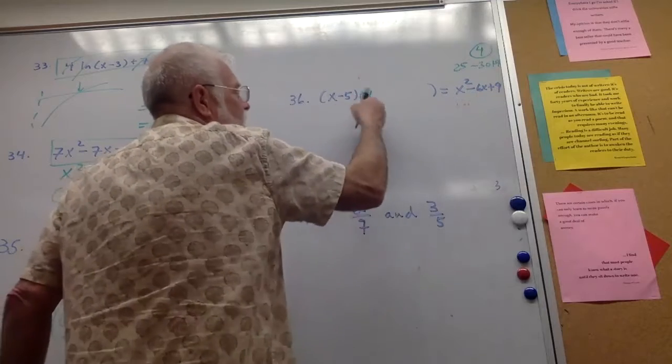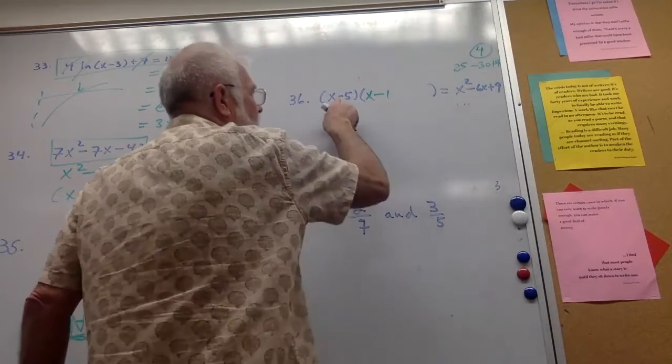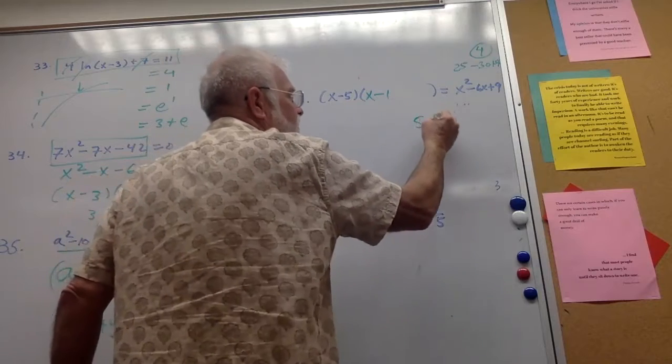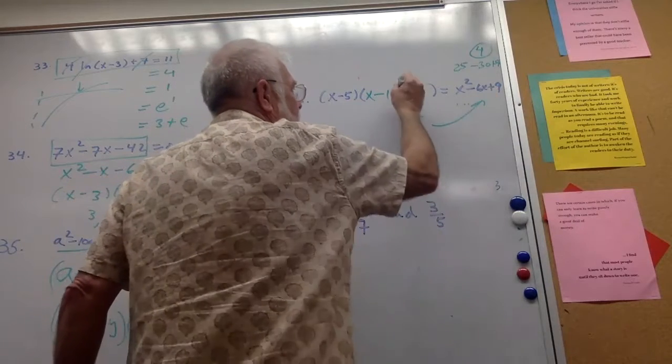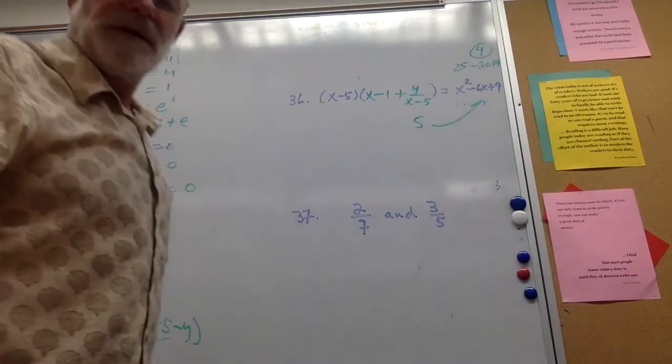So x times x gets me the first term. Minus 5x to get to minus 6, I have to go down 1. Minus 5 to minus 1 is positive 5. How do I get from 5 to 9? I have to add 4. Matches up. Continuing on our journey.